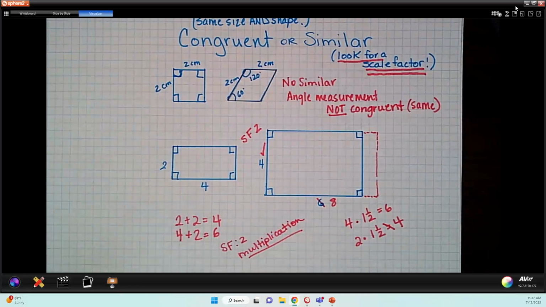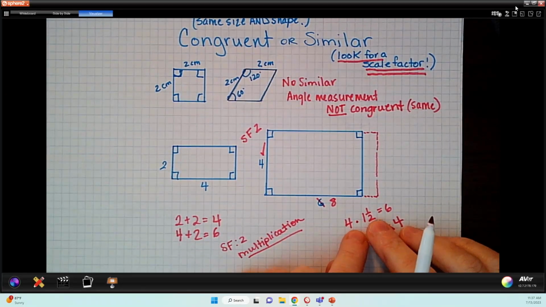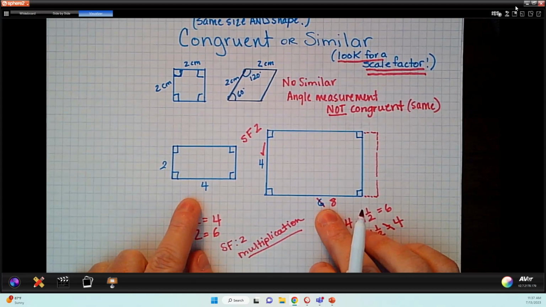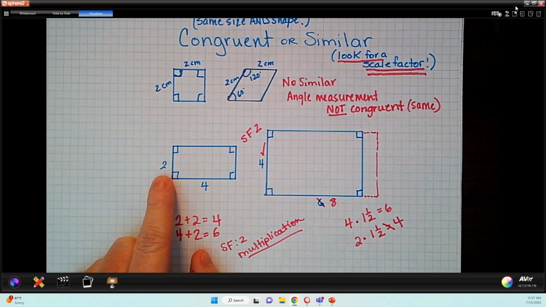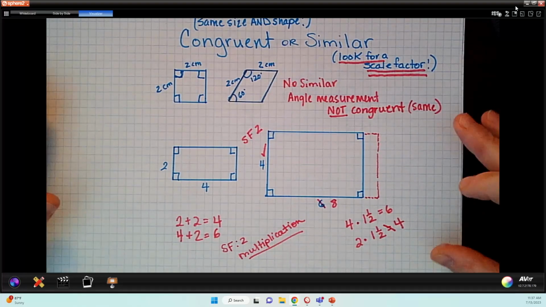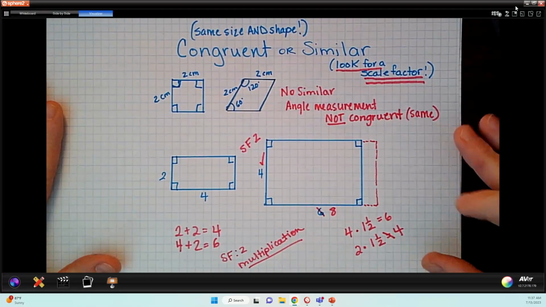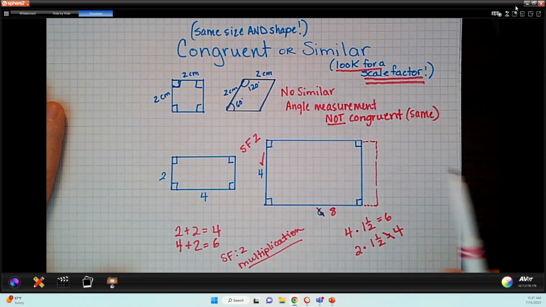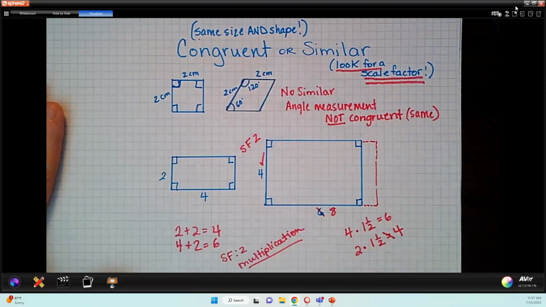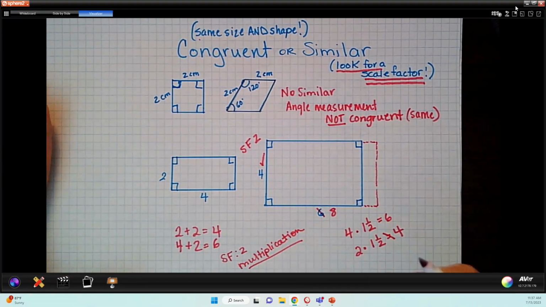If I want to use a scale factor of 1 and 1/2, 4 times 1 and 1/2 is 6. I would just have to do 2 times 1 and 1/2 in order for it to match. So again, very easy to confuse, not a hard concept, but easy to confuse. So congruent means same size and shape. Everything about it is exactly the same. It might just be rotated, reflected, or translated.